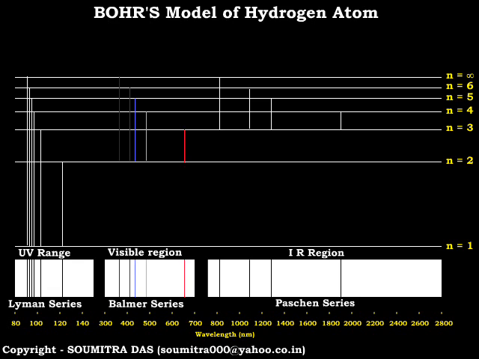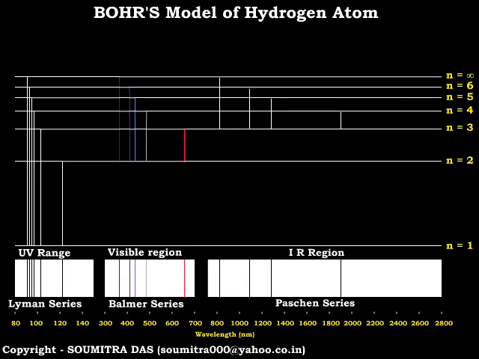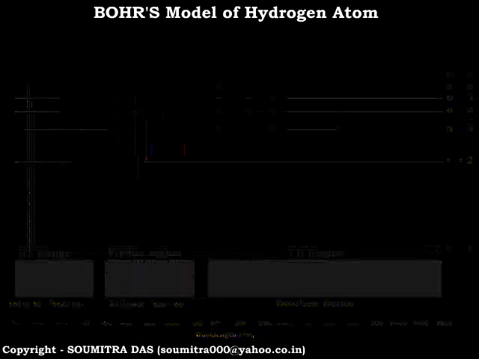There are 2 more series, namely Brackett and Pfund series, when the electron drops back to n equal to 4 and n equal to 5 respectively. Both of them fall in the IR region. Thus, the line spectrum for the hydrogen atom was established.